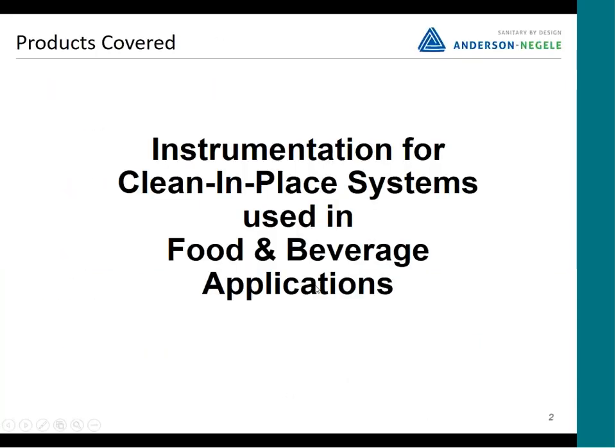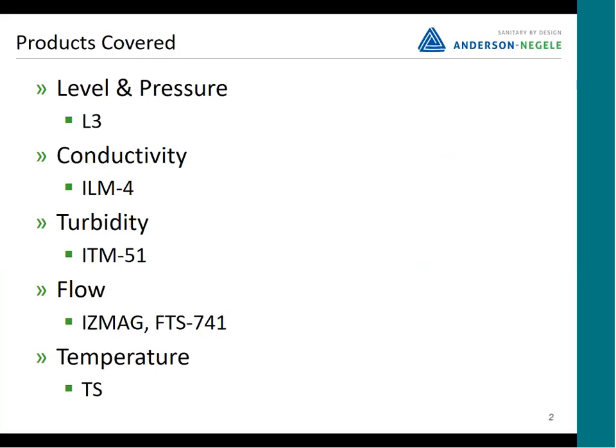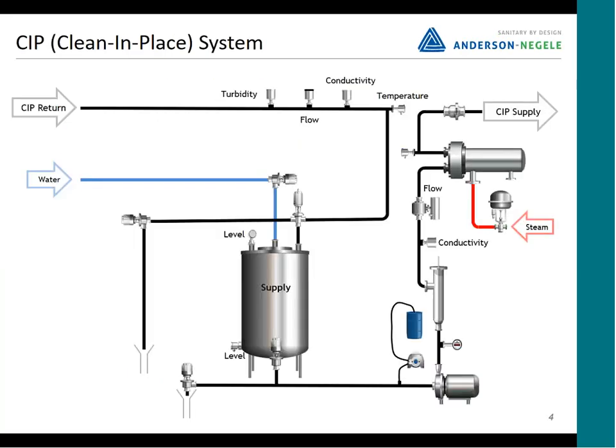So we're going to basically talk about the instrumentation used in a CIP process. This is a typical food and beverage CIP process that we tend to see here in North America, which is where most of my experience is. The products we're going to cover during the CIP are listed here on the screen. We'll go into a little more detail on some than others, but we're going to talk about the level transmitter, conductivity, turbidity, flow meters, flow switches, and even the temperature sensor, as well as just how the CIP system works.